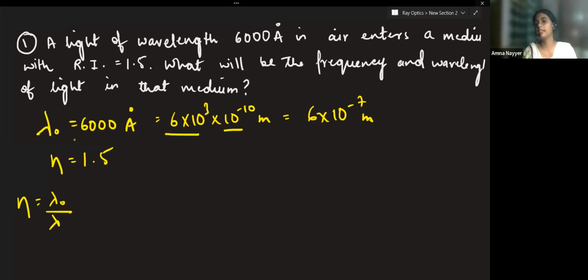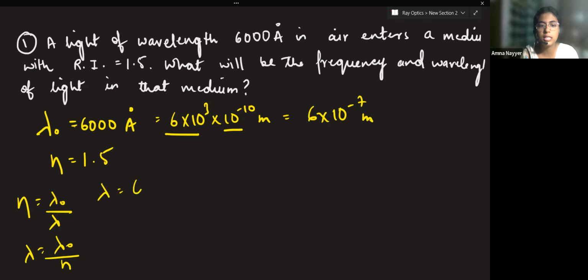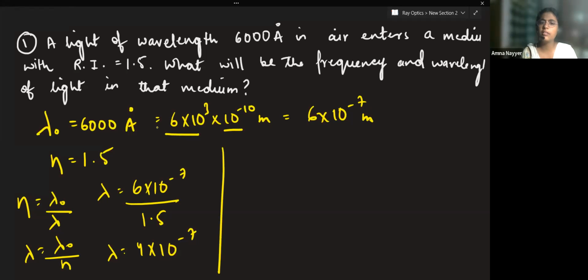See, n is what? n is the refractive index, ratio of two wavelengths. Now, wavelength in air is given. So, wavelength in air divided by wavelength in the medium that we are calculating. From here, we are finding lambda. So, that becomes lambda naught divided by n. So, lambda naught is 6 into 10 to the power minus 7 divided by n, which is 1.5. So, you get wavelength as 4 into 10 to the power minus 7. 60 by 15 you will get simply. So this is only wavelength.